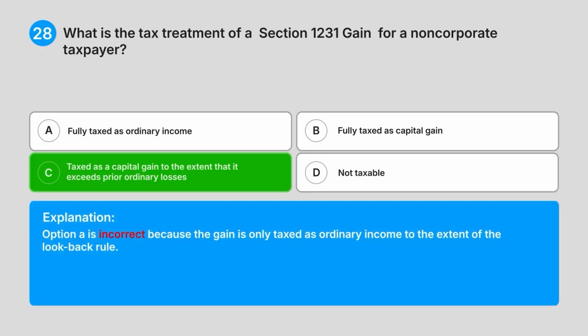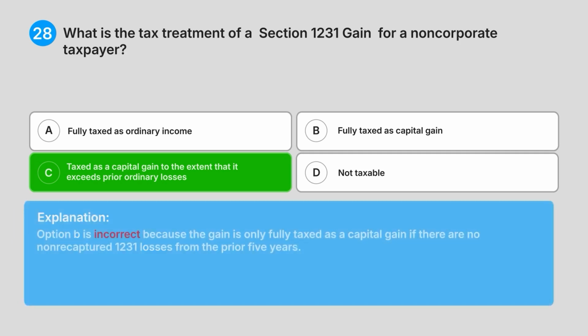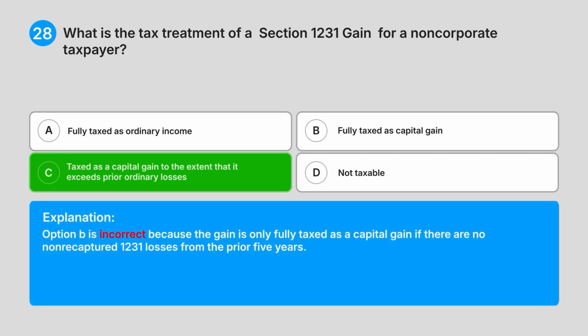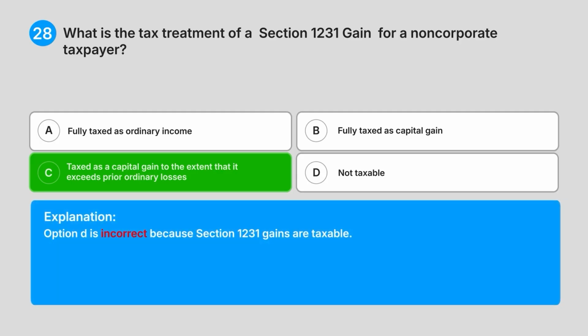Option A is incorrect because the gain is only taxed as ordinary income to the extent of the look-back rule. Option B is incorrect because the gain is only fully taxed as a capital gain if there are no non-recaptured 1231 losses from the prior 5 years. Option D is incorrect because Section 1231 gains are taxable.